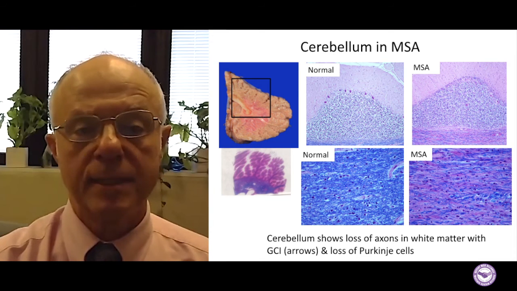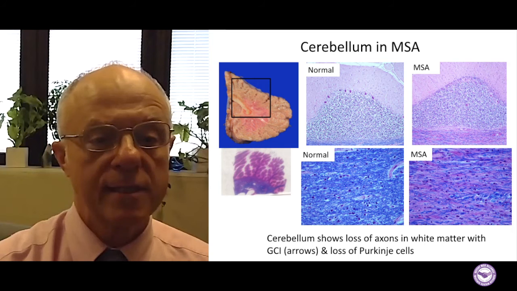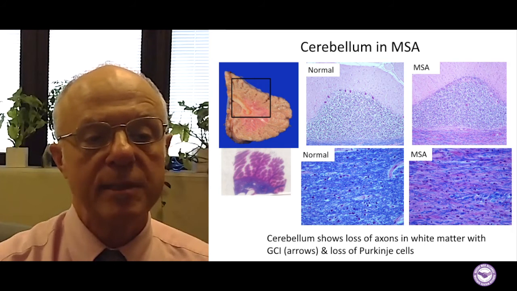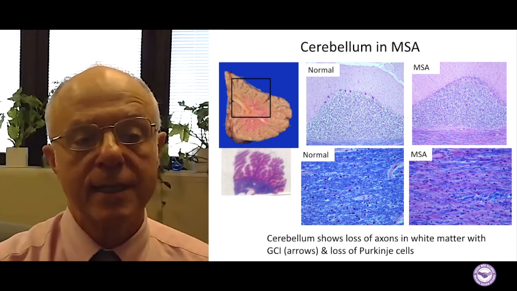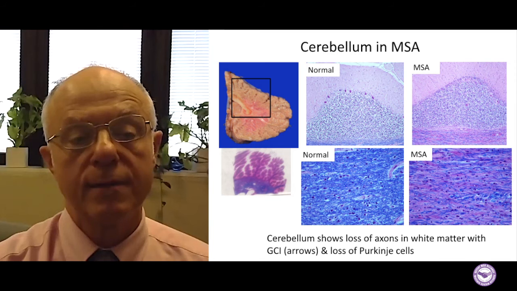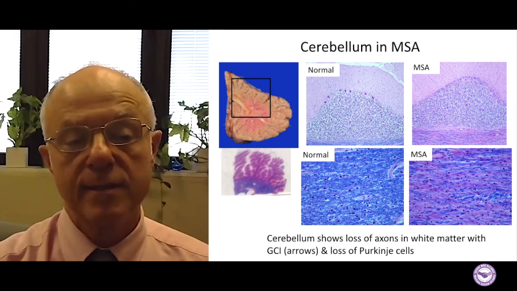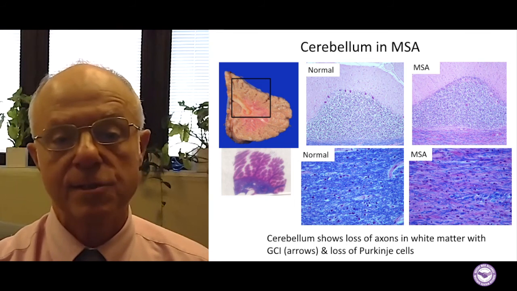This is a cerebellum in a patient with MSA. The cerebellar cortex itself, there's a little bit too much space between the folds of the cortex, so it's slightly atrophic. And our section here includes the cortex, a little bit of the white matter underneath, and one of the gray matter structures within the cerebellum called the dentate nucleus. This is the histologic section.